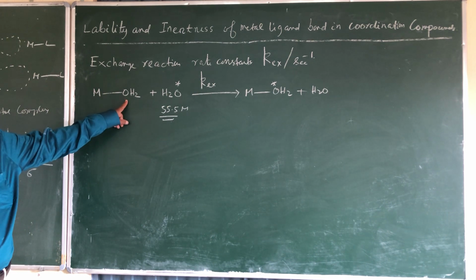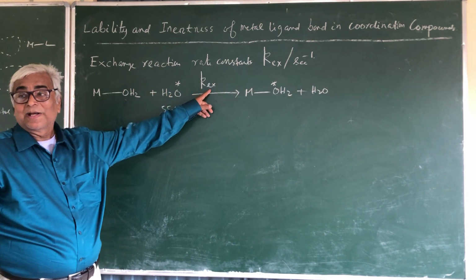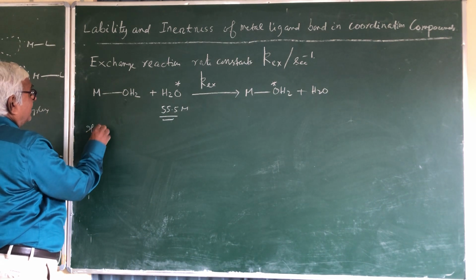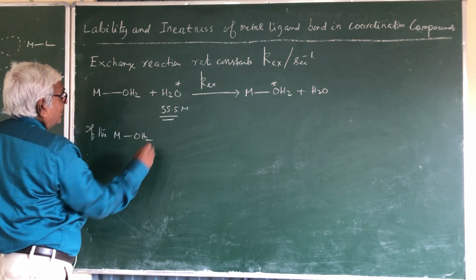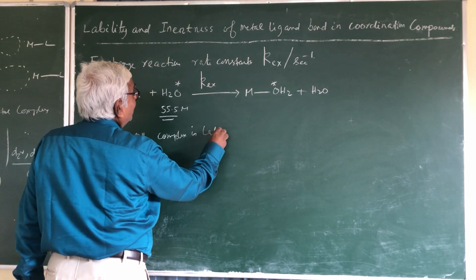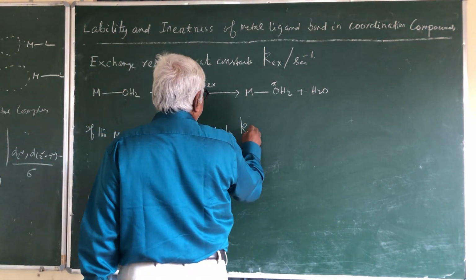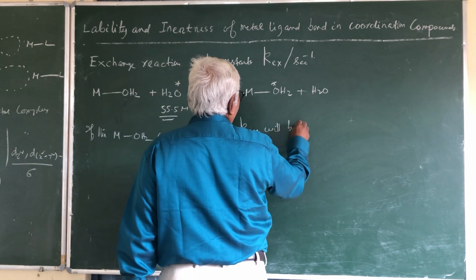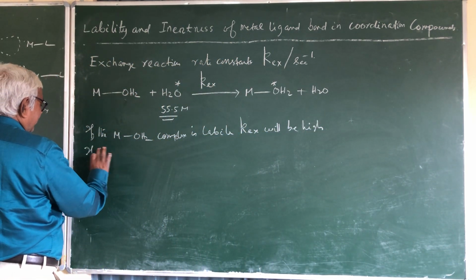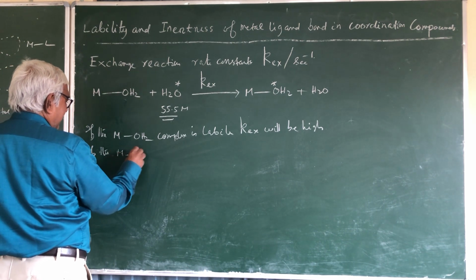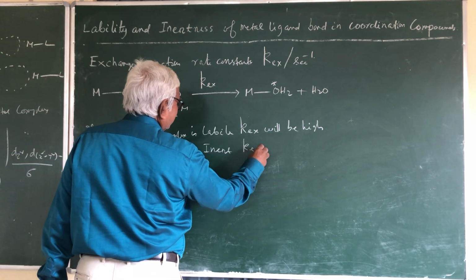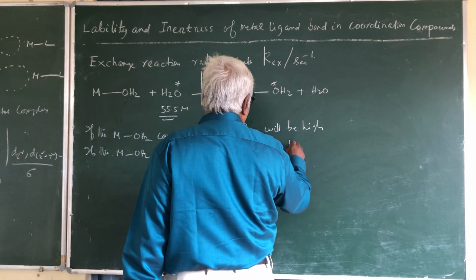If the metal-ligand bond is longer, then the exchange rate constant will be high, because it will easily break. So if the metal water complex is labile, K exchange will be high, a high value of the rate constant. If the metal water complex is inert, K exchange will be low.